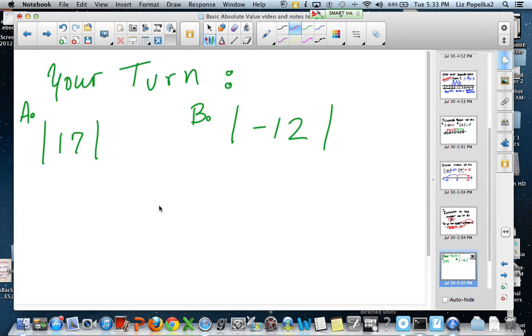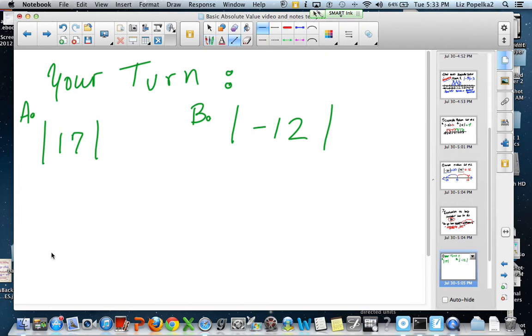I'm going to give you 2 more examples for you to try on your own. So the absolute value of 17 and the absolute value of negative 12. Pause the video for just a moment. Try it on your own. Restart the video whenever you're ready to check your answer. And in the meantime, I'm going to go ahead and work it for you.